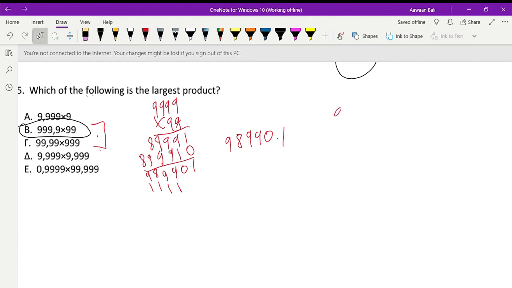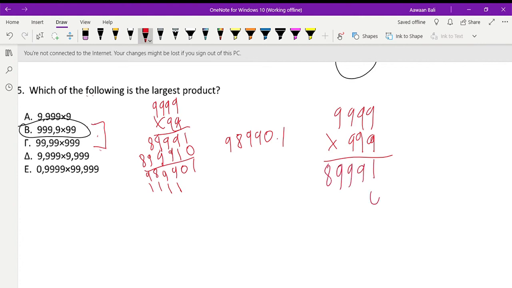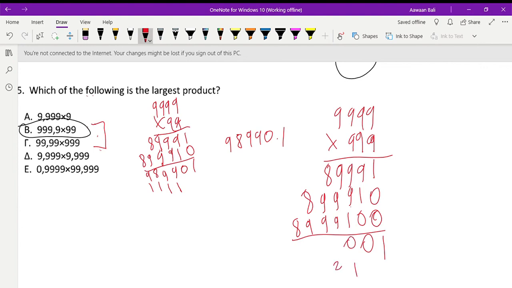Now we have 9999 times 99. Oh my god! Wait, so then it would be 19998, then this, then this, and when you're checking it, 89, you'll get 18.